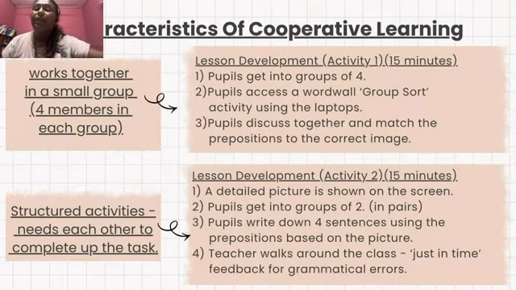Hello everyone, my name is Dineshwari. I'm going to explain the next slide. So the next slide is actually about characteristics of cooperative learning. I'm going to explain this through our two lesson activities.